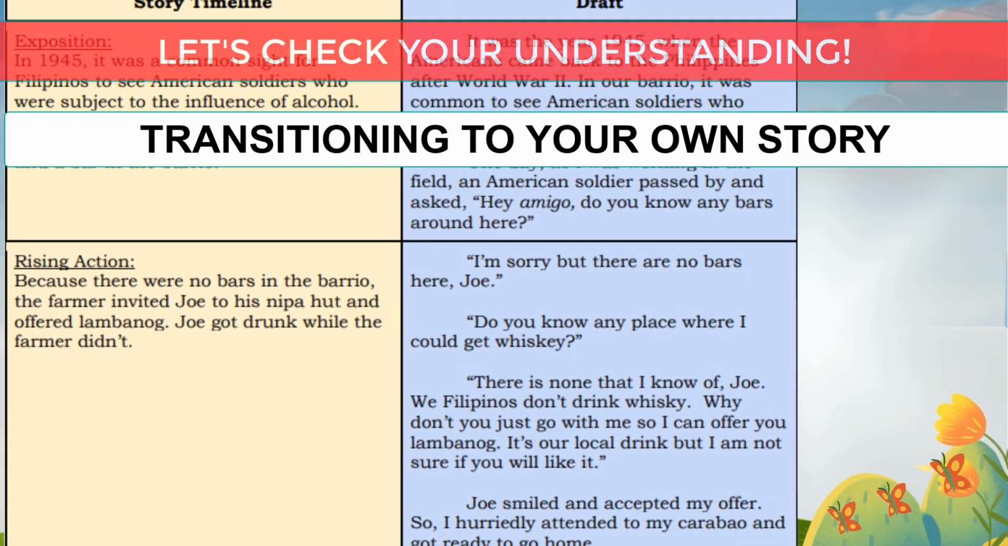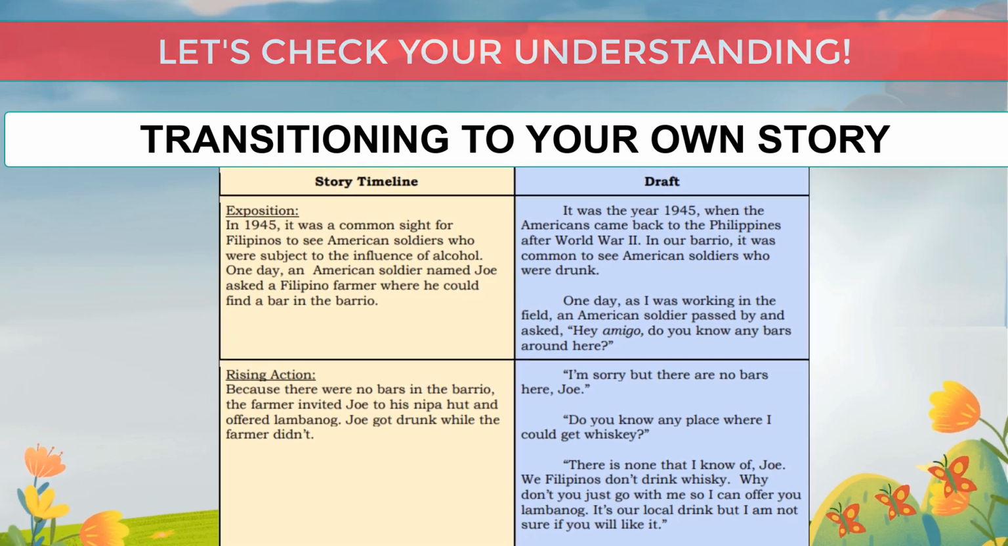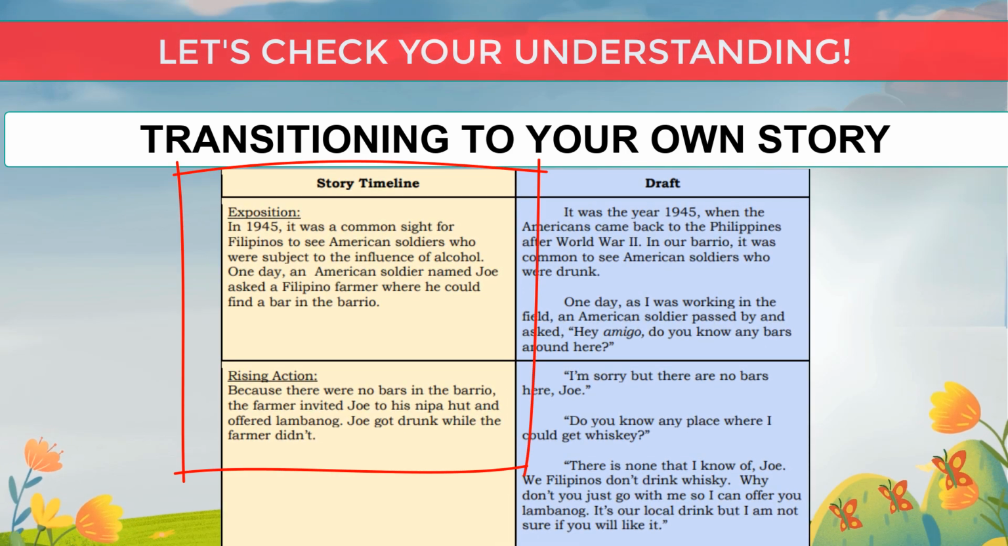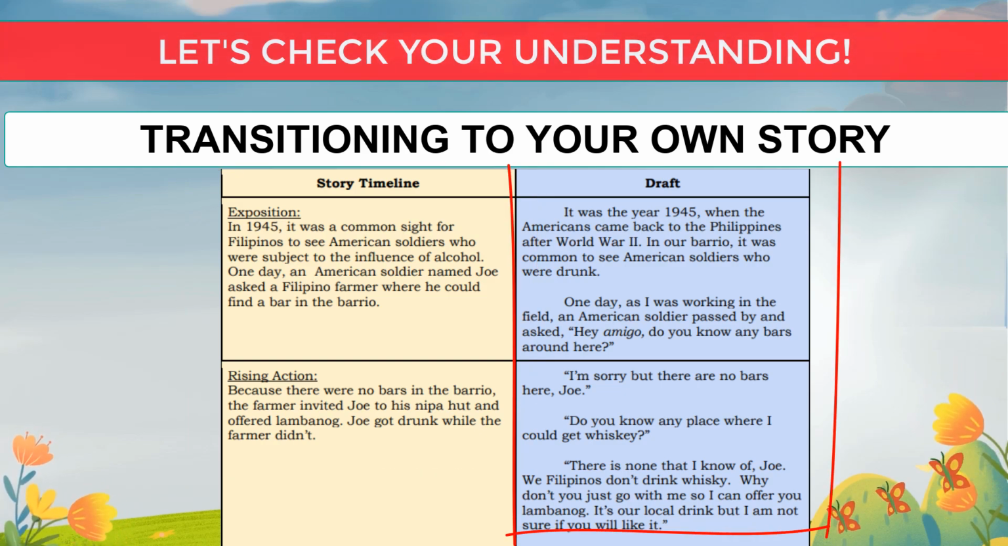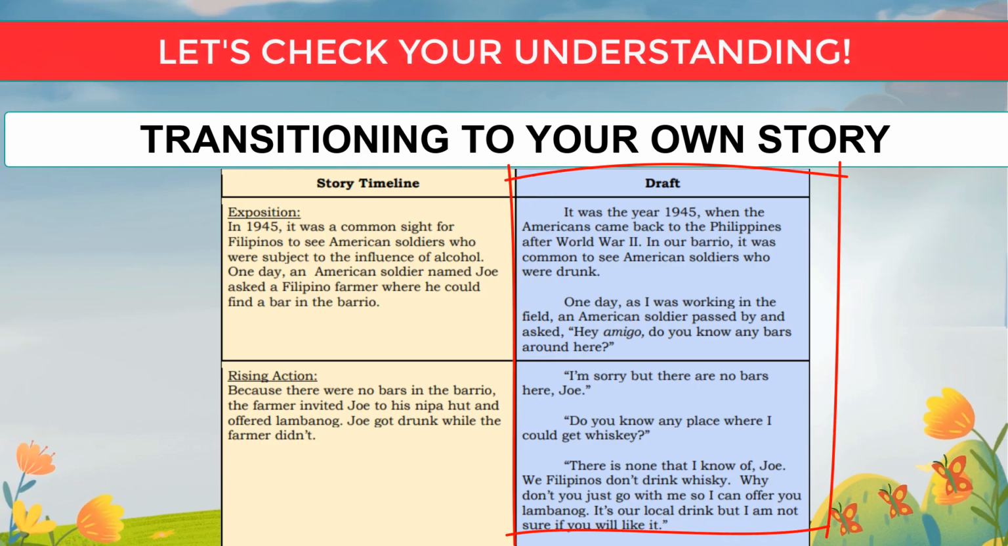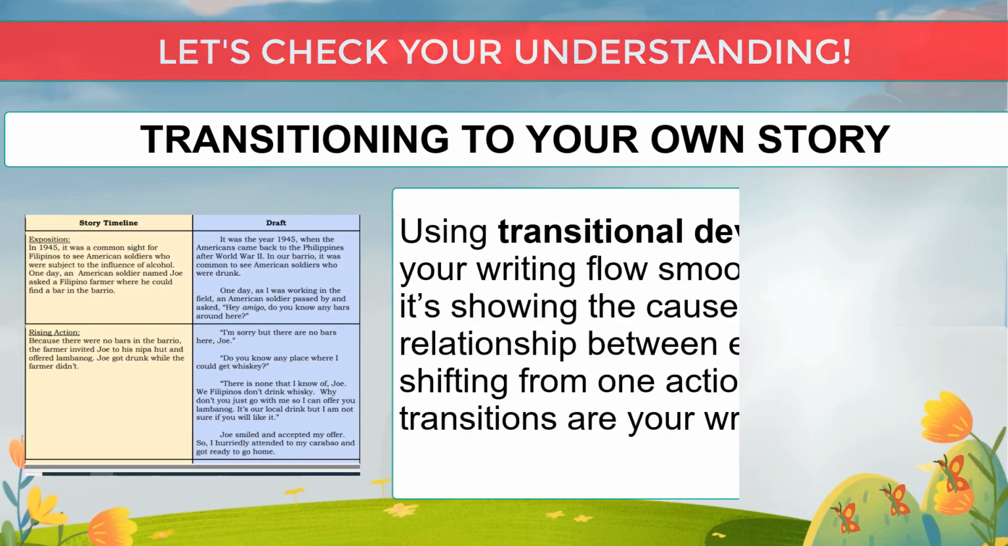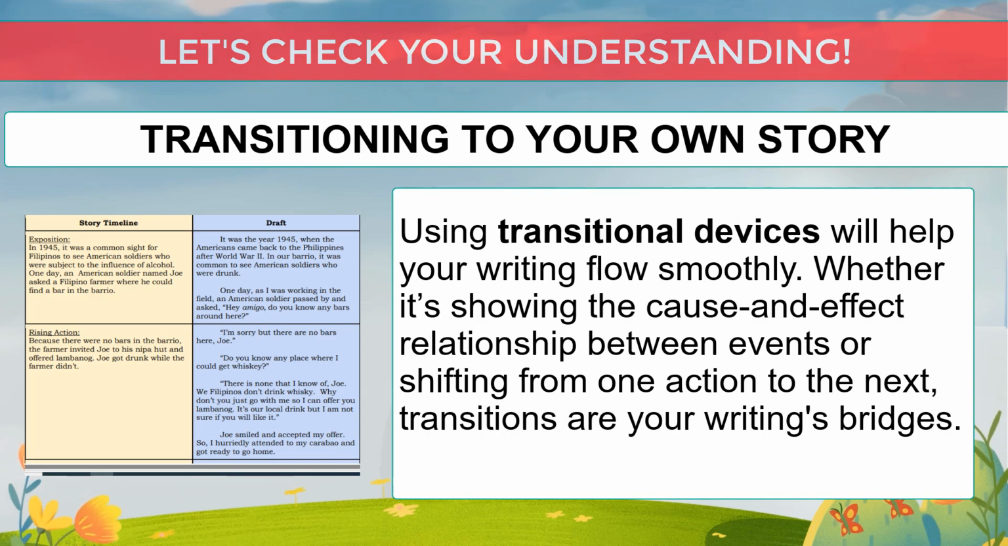Did you observe that the emotions are present in the draft, not as much in the timeline? Well, that's right. The timeline provides a brief summary of events in your story, while in the draft you are already writing the whole story, but more steps are still coming until you finalize it. But always remember, as you build your story timeline and draft, using transitional devices will help your writing flow smoothly. Whether it's showing the cause and effect relationship between events or shifting from one action to the next, transitions are your writing's bridges.